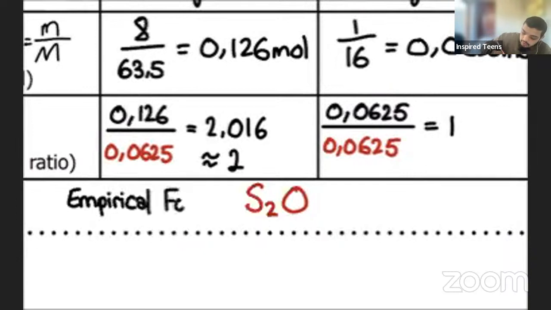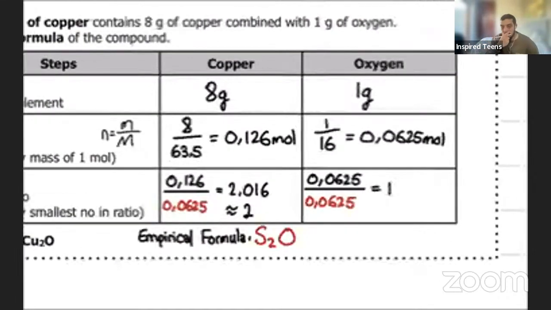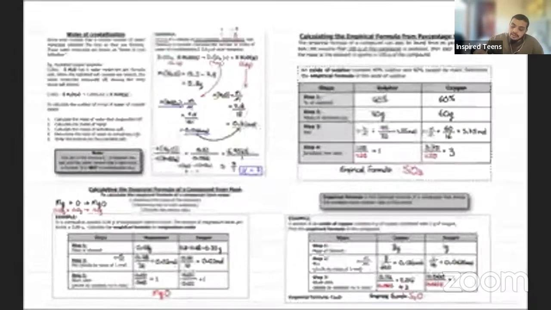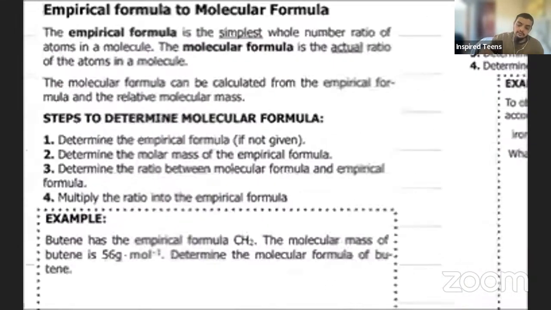So that's the empirical formula. I hope that makes sense. You can round off to the nearest whole number, and it's approximately equal to 1, and you get that answer S2O. Those are examples of empirical formula from percentage composition and from mass. It's not too bad. Let's have a look at this now.